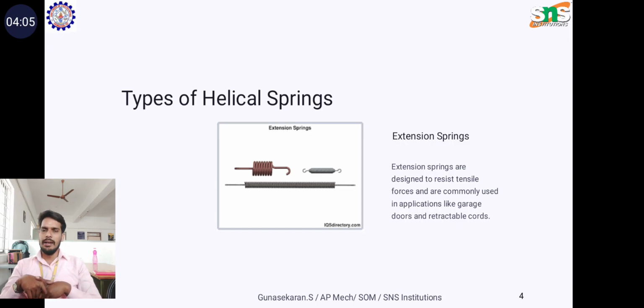Here, focus on the design considerations, factors such as the wire diameter, coil diameter and length influence spring rate and maximum extension capacity. Properly designed and installed, extension springs offer reliable force application and retraction in industrial, commercial and consumer applications.